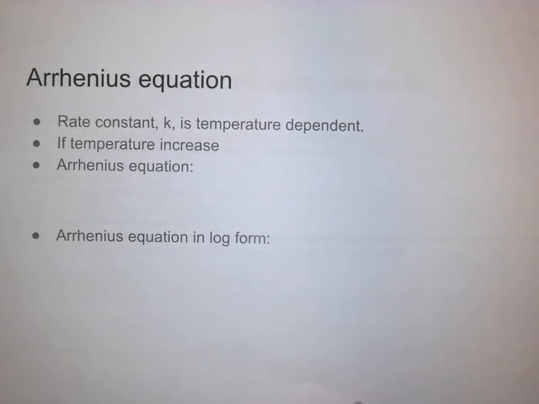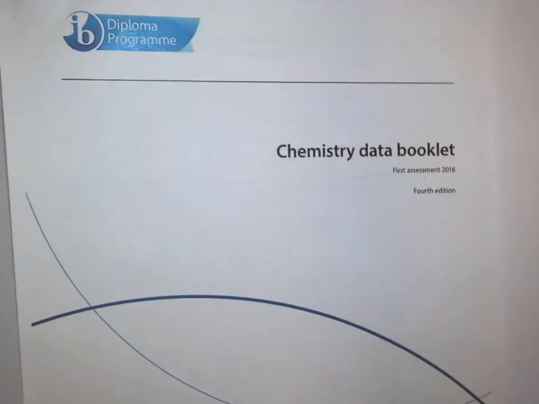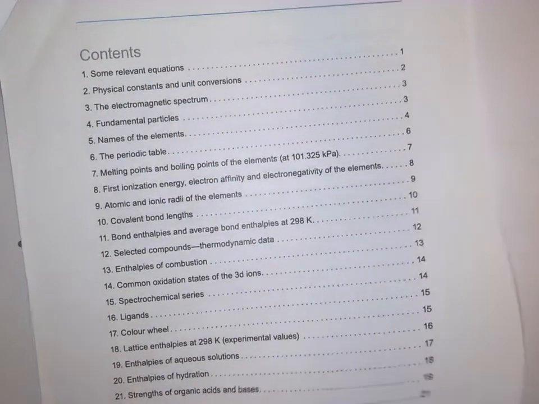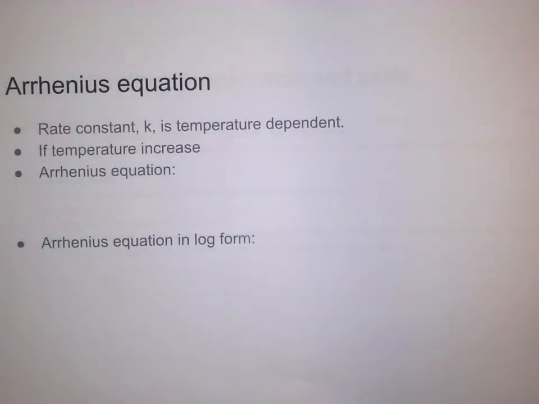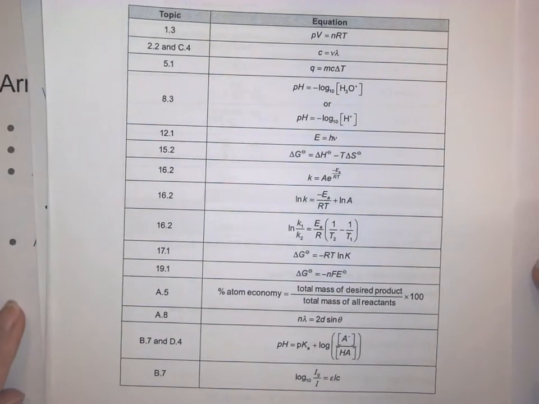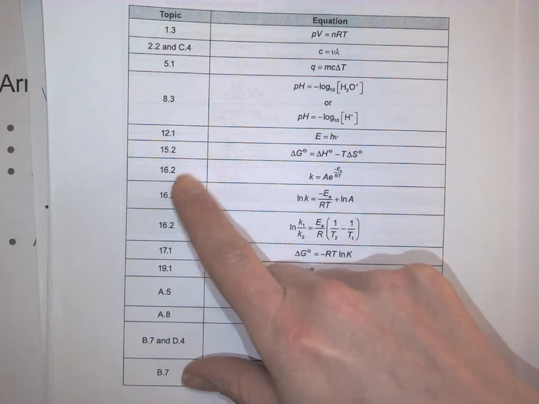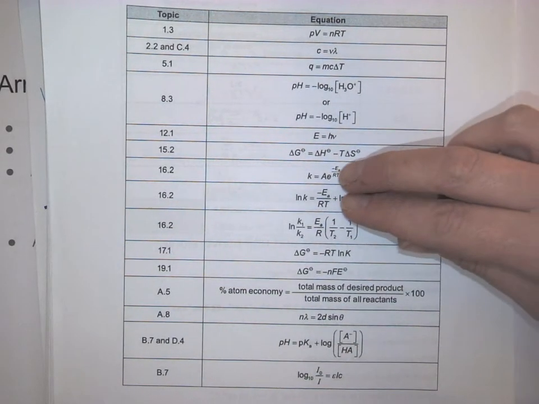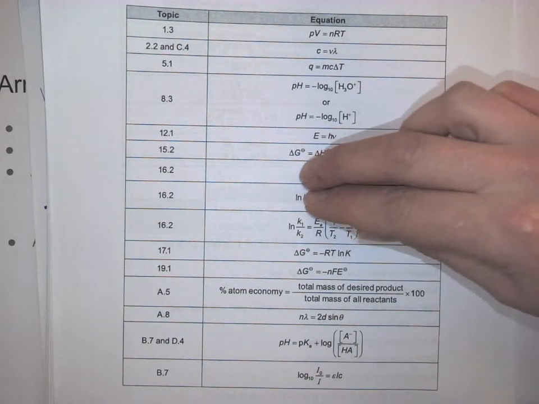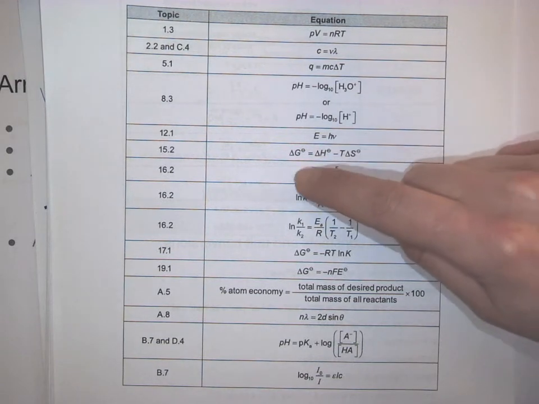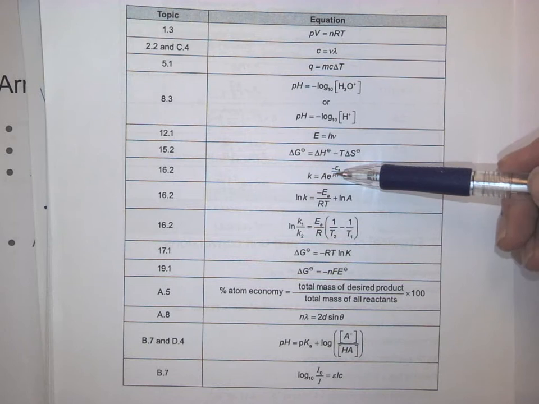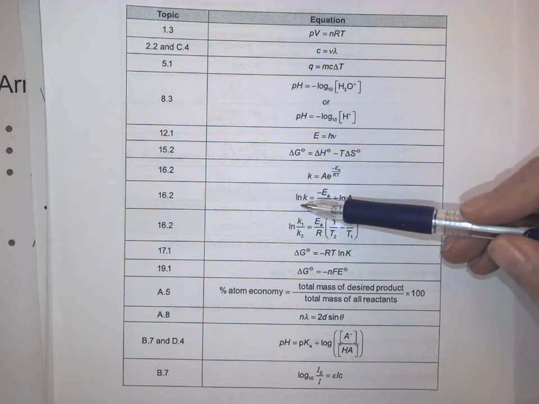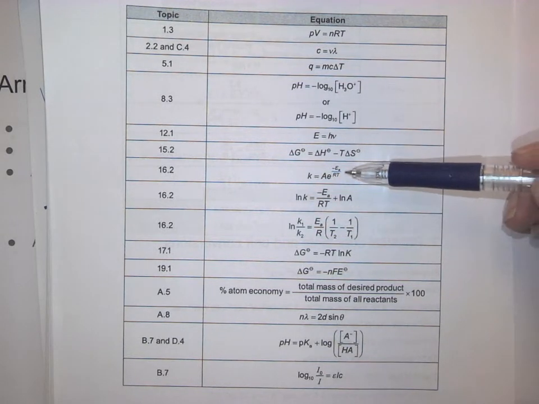Please bring your chemistry data booklet, section number 1. You have it here, and we are going to section number 1. Here you can see we have two different equations I would like you to look at. This is the Arrhenius equation here. And you also have it in logarithm, as ln, here. So we're going to use these two here.